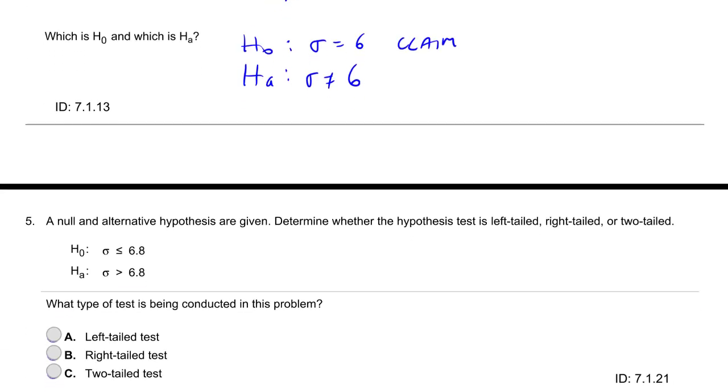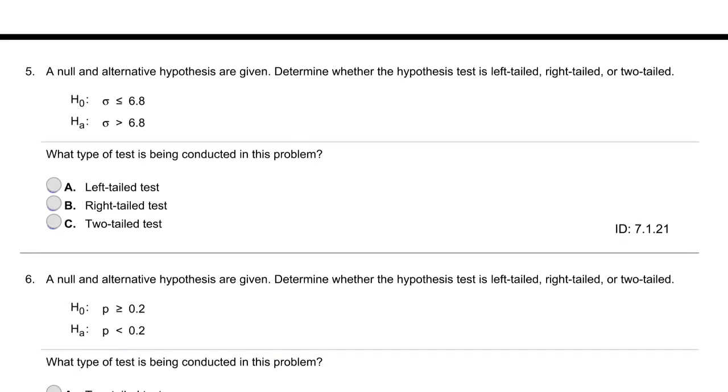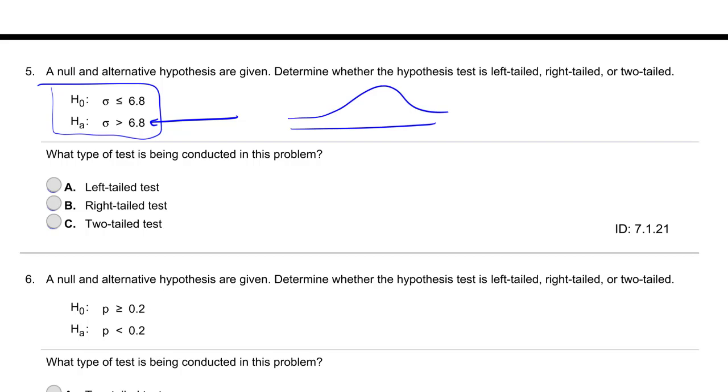And on we go. All right, here the situation is given, the hypothesis test is given, and we want to know, is this a left-tailed, right-tailed, or two-tailed test? Where do we look? To determine what it is, we always look at the alternative. So the alternative is telling us sigma, in this case, greater than 6.8. So let's say that's 6.8, that's over here, hence this is a right-tailed test.